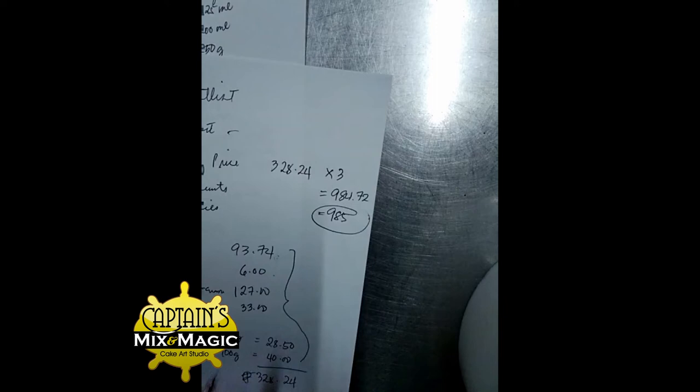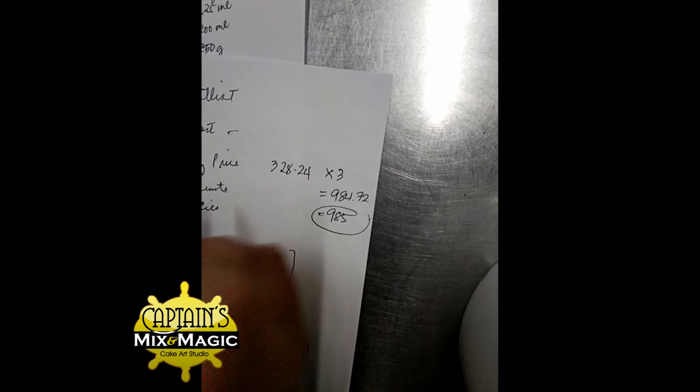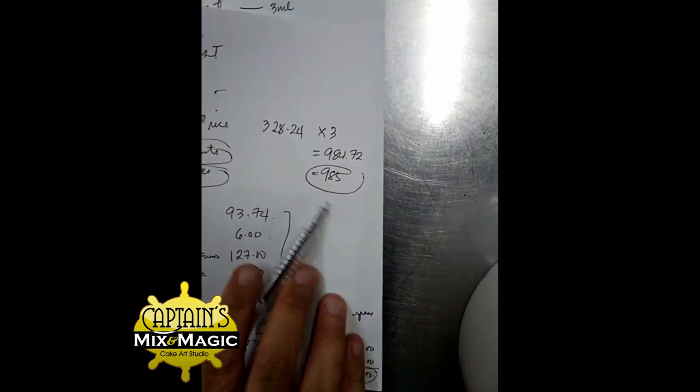985. Ang supposed selling price ng cake na to. Okay? So, what about the discounts and the freebies? So, here's how we do it. You're supposed to sell it at 985, diba?